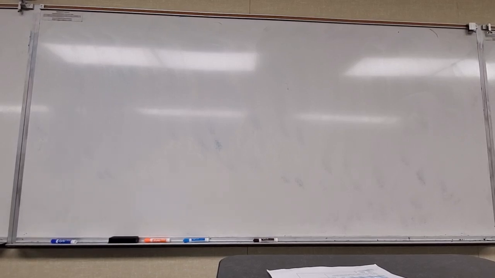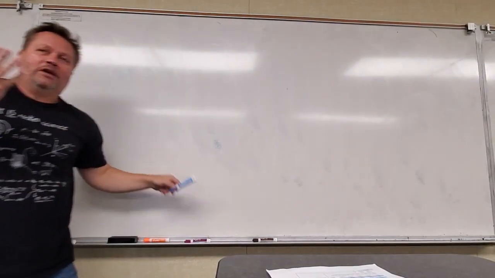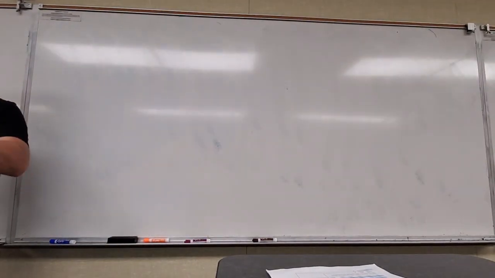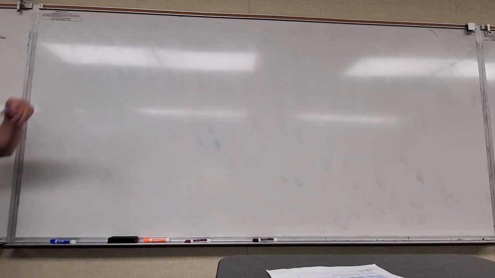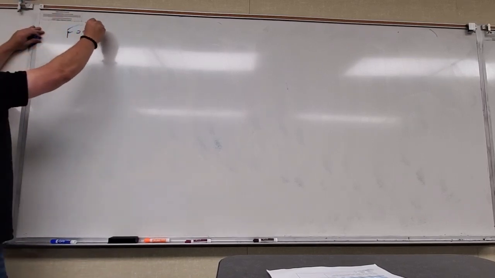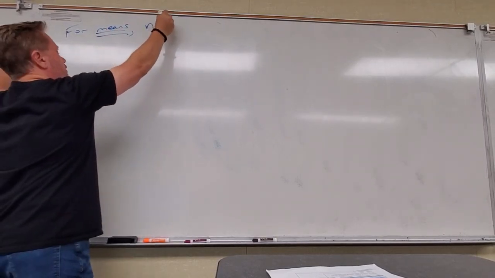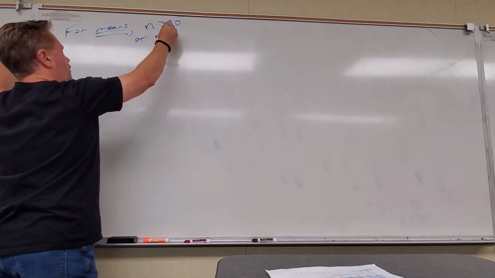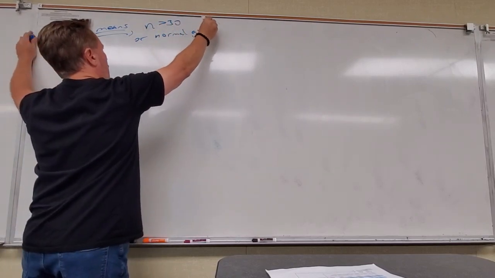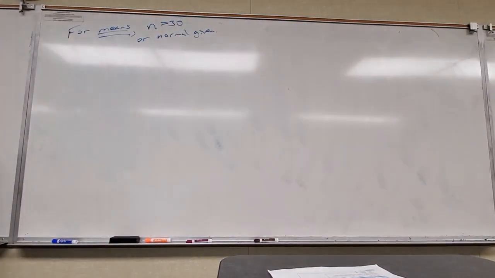That would be a stats 2 problem, and unfortunately, we don't offer stats 2 here yet. I'm working on it. I'm not sure how many people I get to take it, but now, so for means, n greater than 30 or normal given, right? It's given that it's normal or n is greater than 30. Otherwise, I can't do anything.